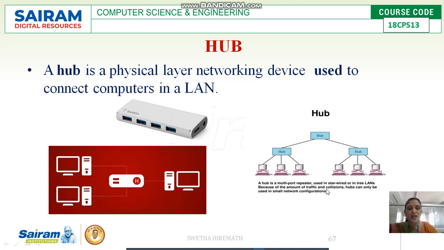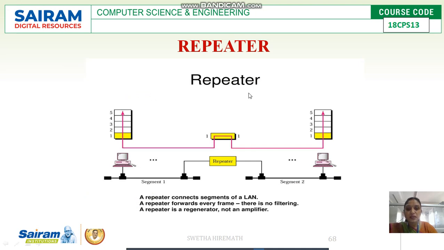Because of the amount of traffic and collisions, hubs can only be used in small networking configurations. Here you can see that the hub can be used only in small network configurations, and you have different hubs which are used to interconnect the different systems which want to get connected over the network. Next, about the repeaters.